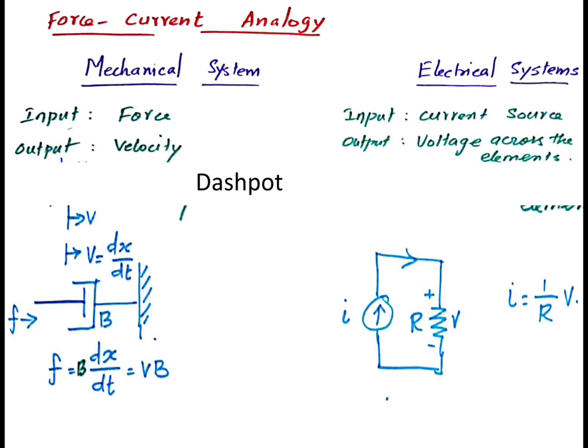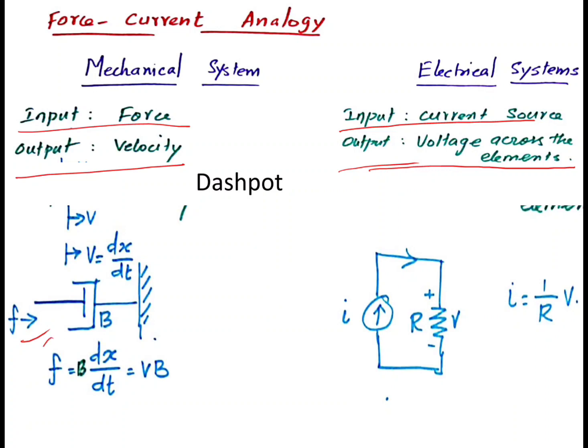Now we are going to discuss the force-current analogy. In the mechanical system, the input is force and the output is velocity. In the electrical system, the input is current and the output is the voltage across the element. Now we are going to take a dashpot first. A dashpot is connected with the reference. Here the applied force F is applied on the dashpot, and the force balance equation is F is equal to B dx by dt, and this is equivalent to a resistor R.